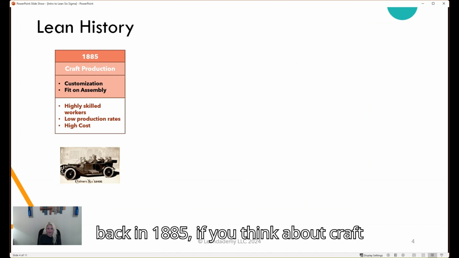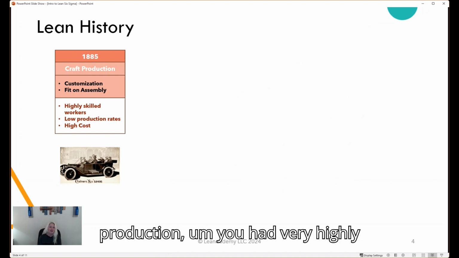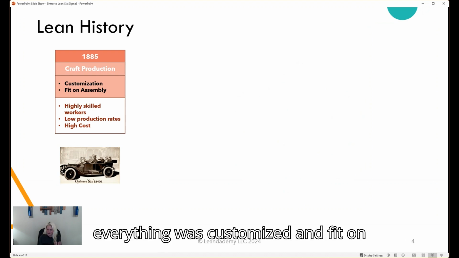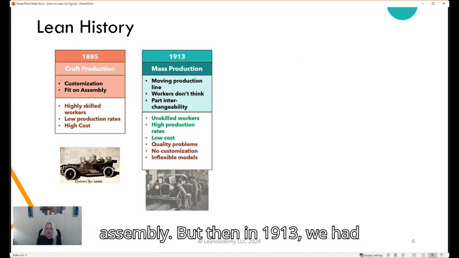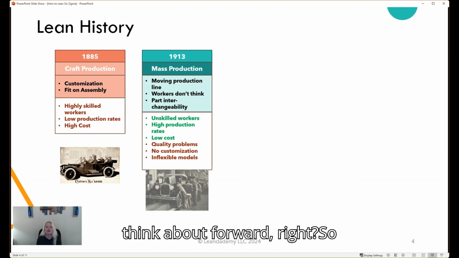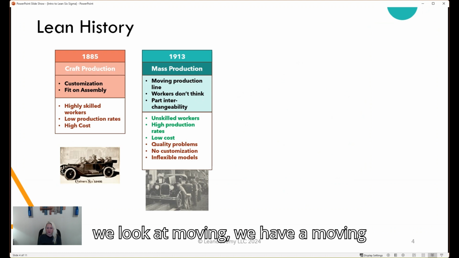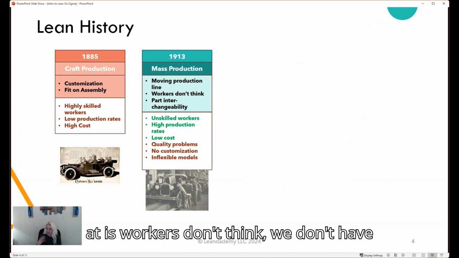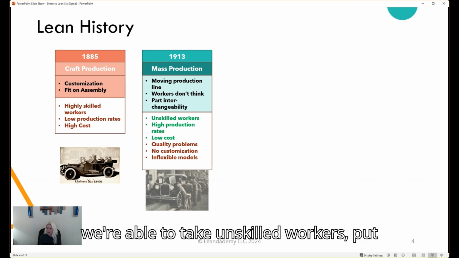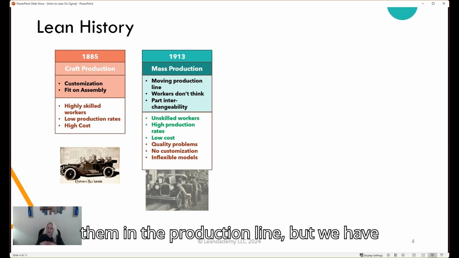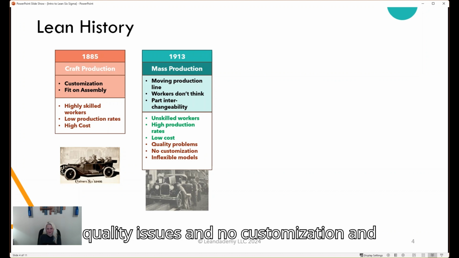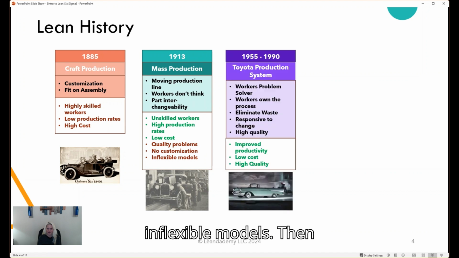Back in 1885, if you think about craft production, you had very highly skilled workers, but you had very low production rates and high costs because everything was customized and fit on assembly. But then in 1913, we had what was called mass production. Let's think about Ford, right? We have a moving production line, but we don't have any customization. Here we're able to take unskilled workers, put them on the production line, and have high production rates and low cost. But we still have quality issues, no customization, and inflexible models.